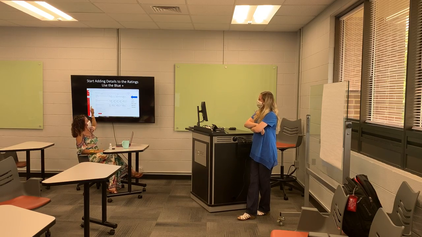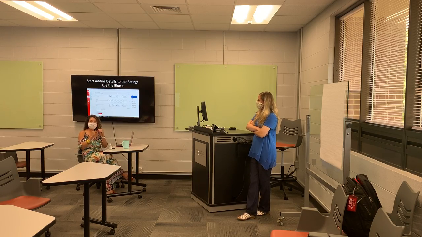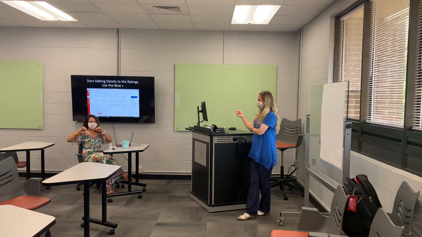But when you did the range in Blackboard, it was real easy to do. You just had a slider, and you just slid down where you wanted it to fall. When you do the range in Canvas, what does it do for you?